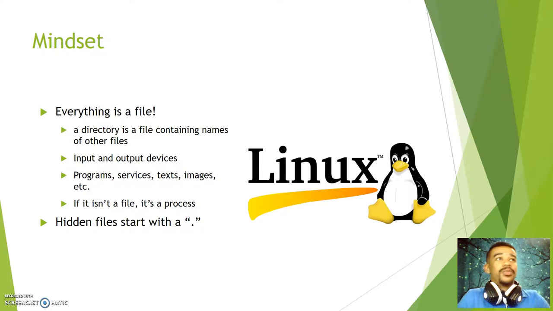So, when using Linux, it's important to note that pretty much everything is a file. A directory that contains other files is considered a file as well. It's just a folder, but it's a folder that's treated as a type of file, which is known as a directory, and it's just a file which contains the names of other files. Input and output devices are also files. Programs, services, texts, images, anything and everything in Linux will be considered a file as far as the system is concerned. So the only thing that would not be a file would be a process.